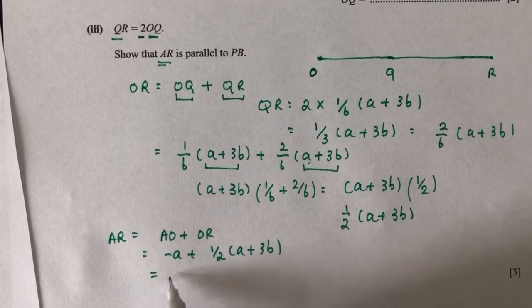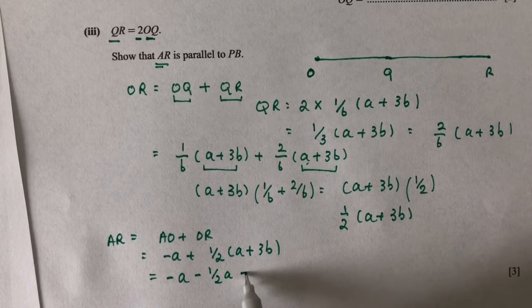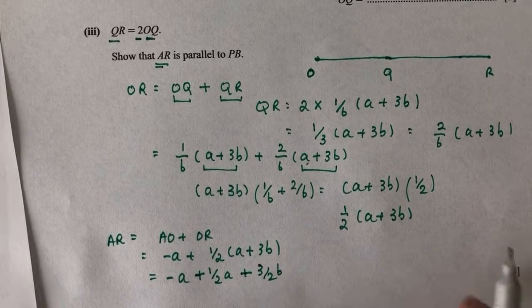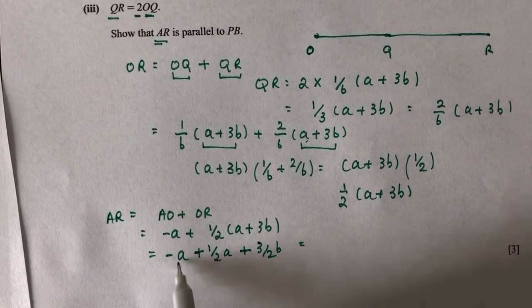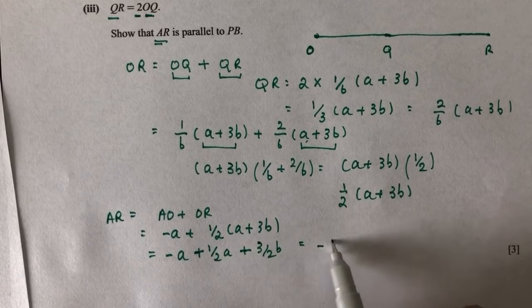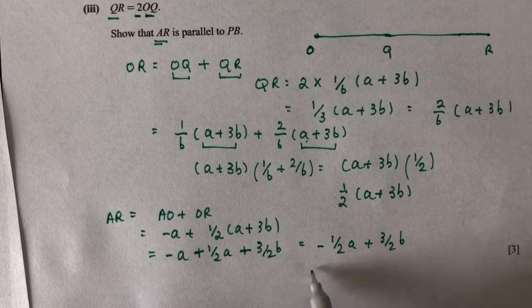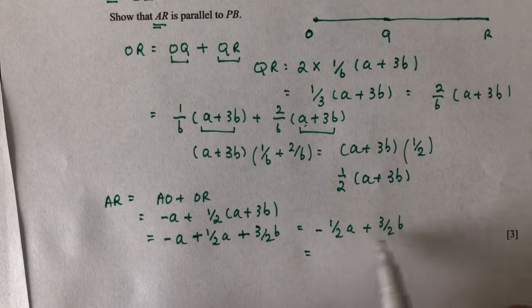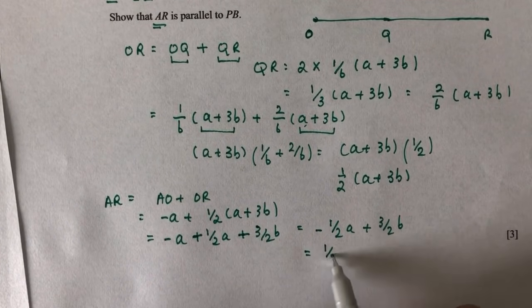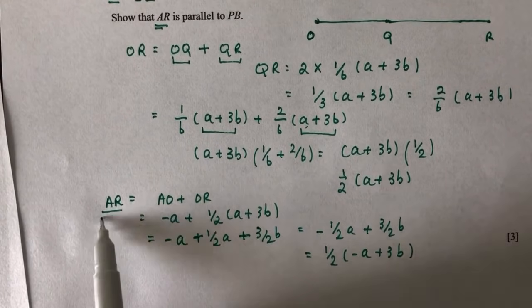So let's expand, see what we have. So minus half A plus, so it's plus half A and then 3 over 2B. So this will give me minus A plus half A. That will be minus half A plus 3 over 2B. So now again, if I take out half outside, we have half of minus A plus 3B. That's the value of AR.